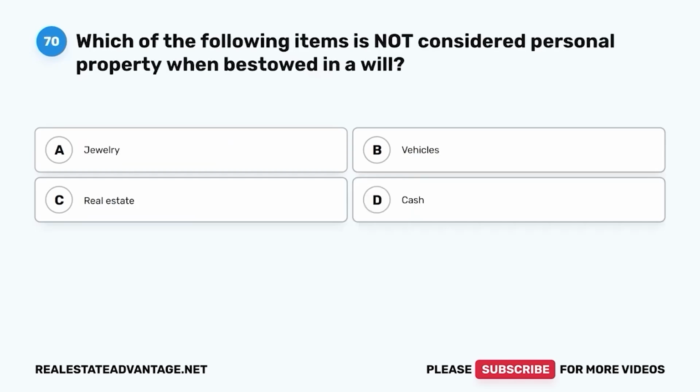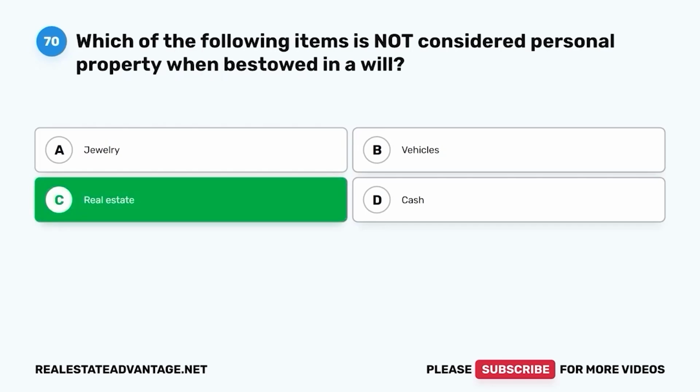Question 70. Which of the following items is not considered personal property when bestowed in a will? A. Jewelry. B. Vehicles. C. Real estate. D. Cash.